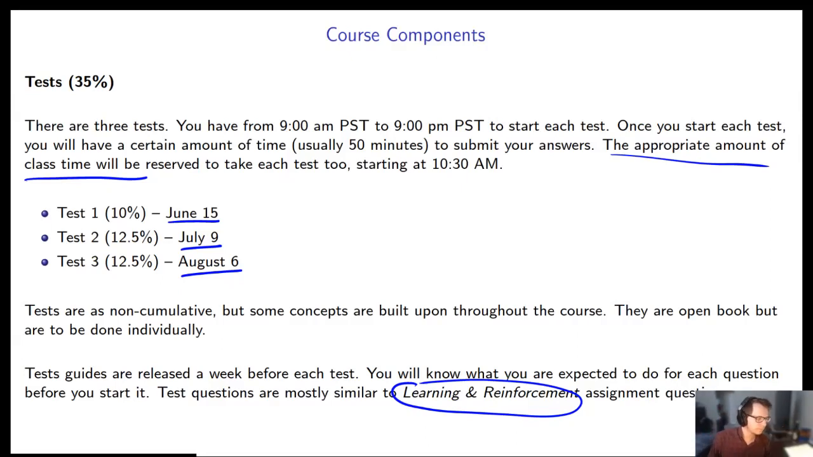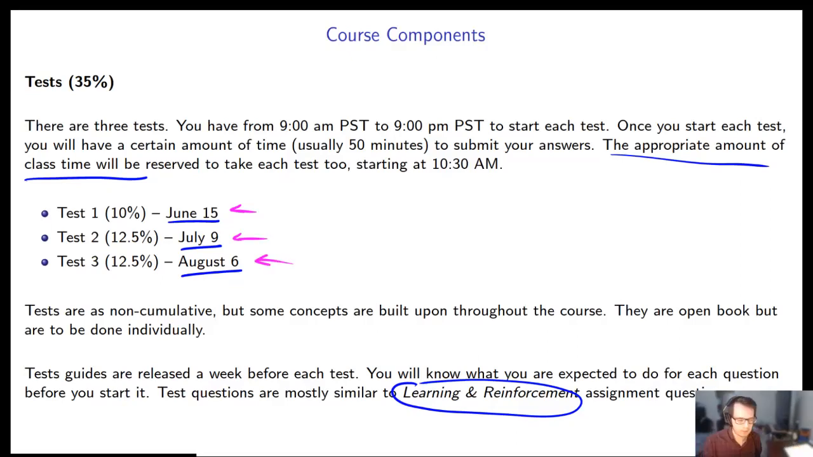So the practice exercises are not due each week, right? Yeah, that's correct. They're due 2 days before each of these tests. So 2 days before June 15th, 2 days before July 9th, and 2 days before August 6th.